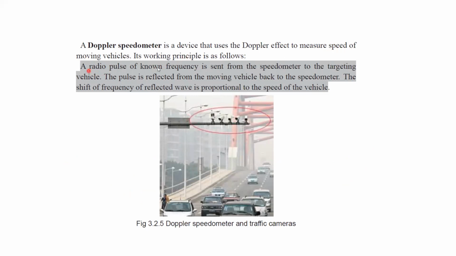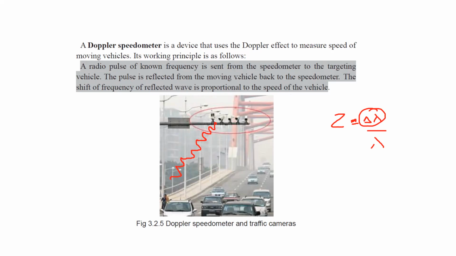Basically, what happens is that a radio wave of a certain frequency is sent from the speedometer to the targeted vehicle, where they focus. Whether the vehicle is moving towards or away does not make a difference, because it uses the concept of a Doppler shift, which is the change in wavelength divided by the original wavelength. So the change in wavelength can be for an object moving towards or away.